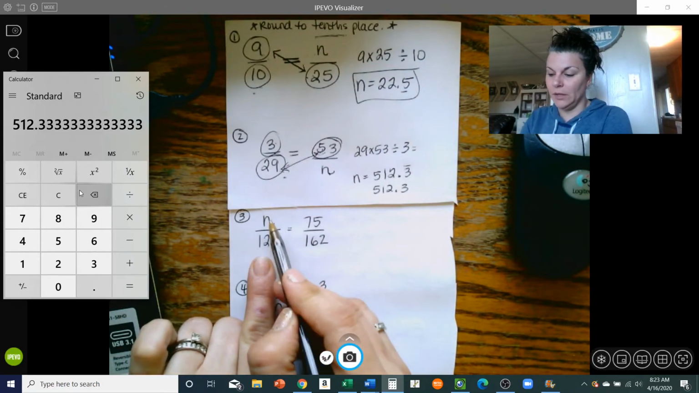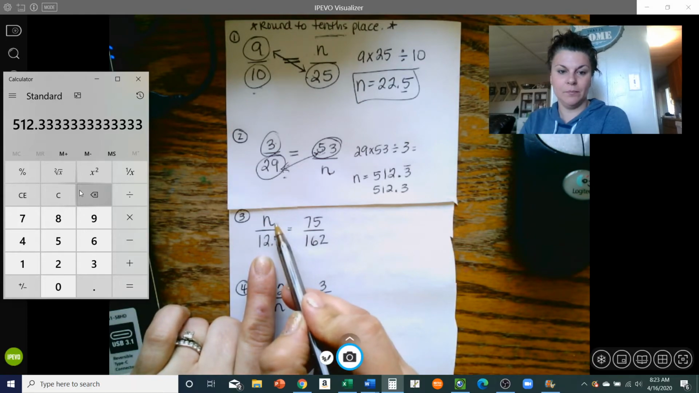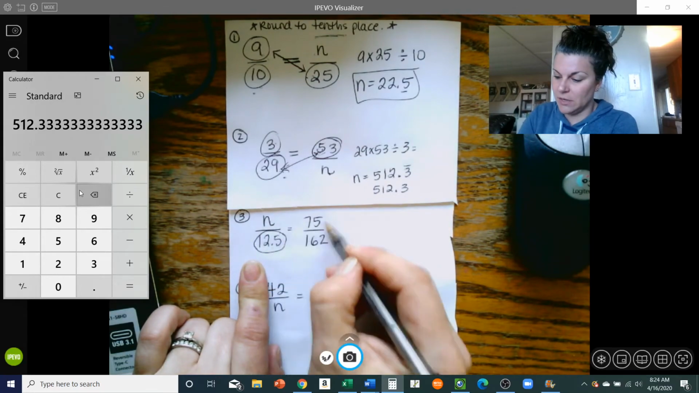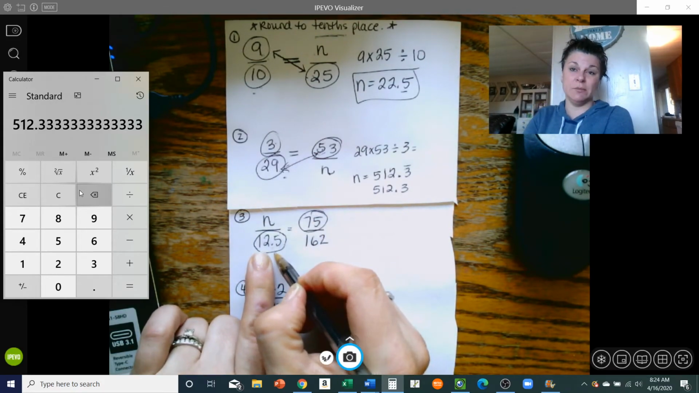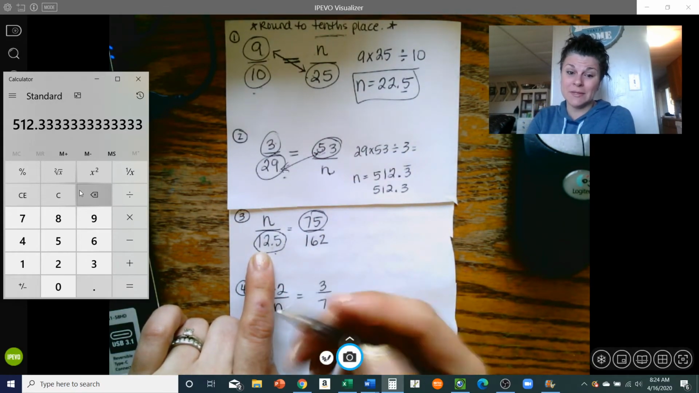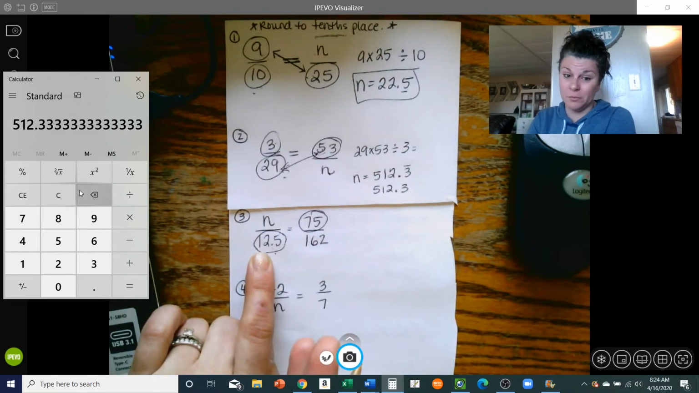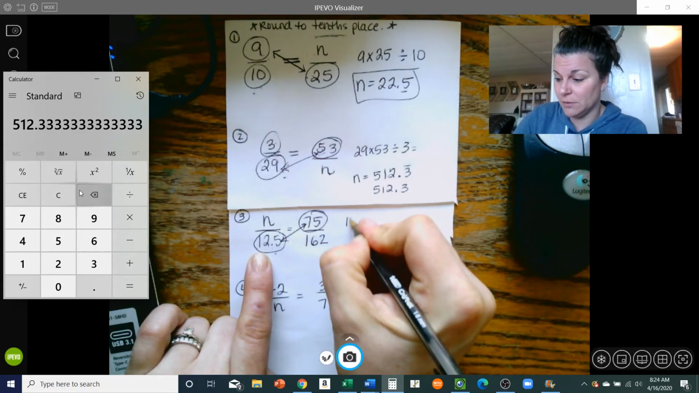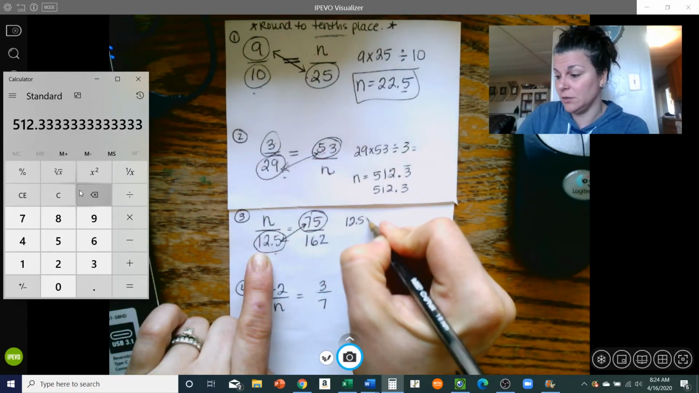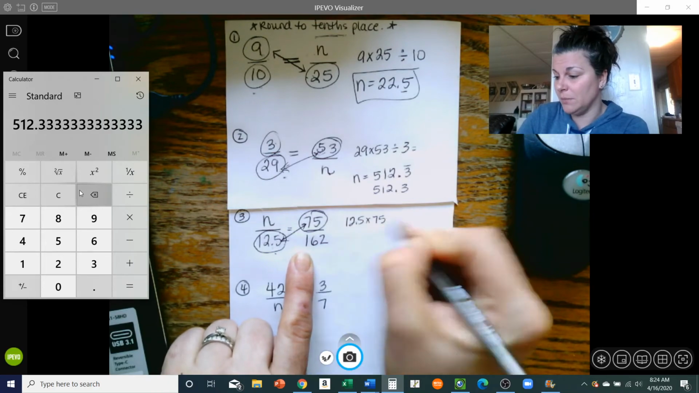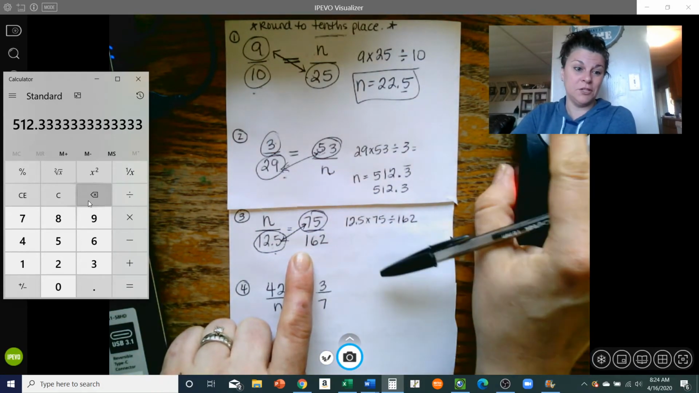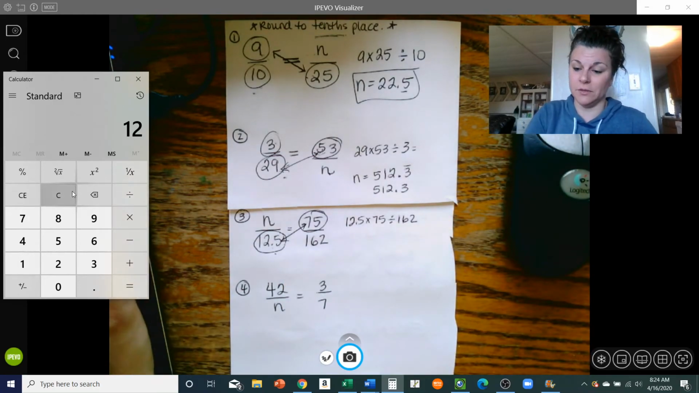Okay, here I'm missing this number in the top left, so I'm going to multiply these two because these are the ones I know. Oh, that's got a decimal. I don't care if it has a decimal because I'm going to use my calculator. I'm going to follow the rule. It doesn't mean anything different. So I'm going to multiply those two numbers that are across from each other, and then I'm going to divide by 162.